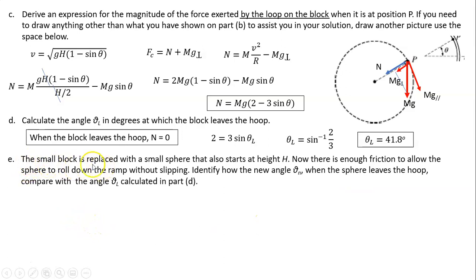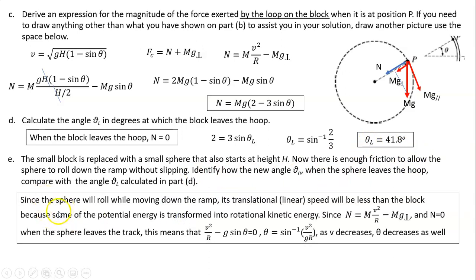Last part, the small block now is replaced with a small sphere that also starts at height h. Now there is enough friction to allow the sphere to roll down the ramp without slipping. Identify how the new angle theta n when the sphere leaves the hoop compares with the angle theta L calculated in part D. In part D, we know when you have just a block, it leaves at 41.8. But now you have a sphere. Is the angle going to be bigger, smaller, or the same?